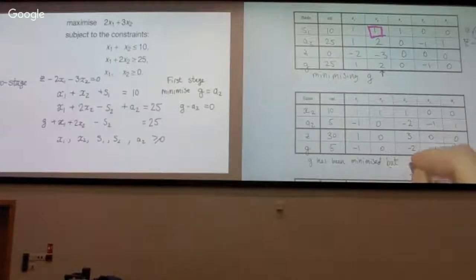The conclusion is, so the original LP has no feasible solution whatsoever.